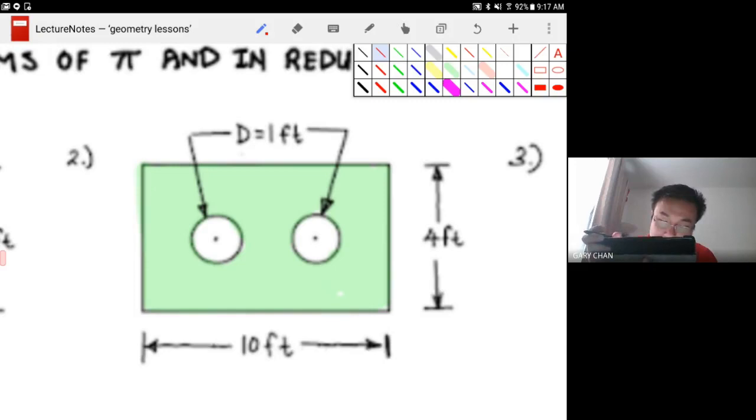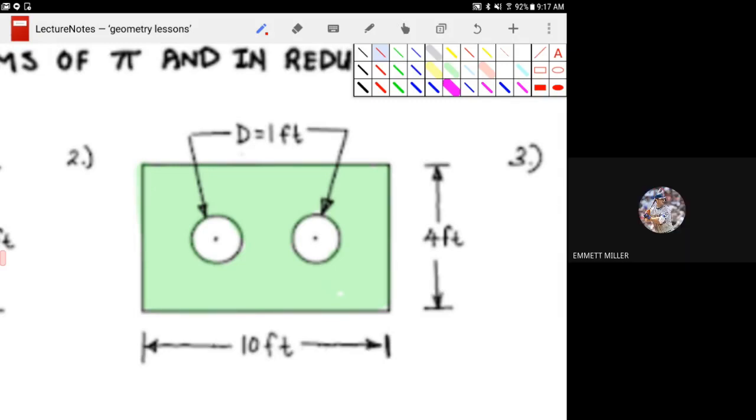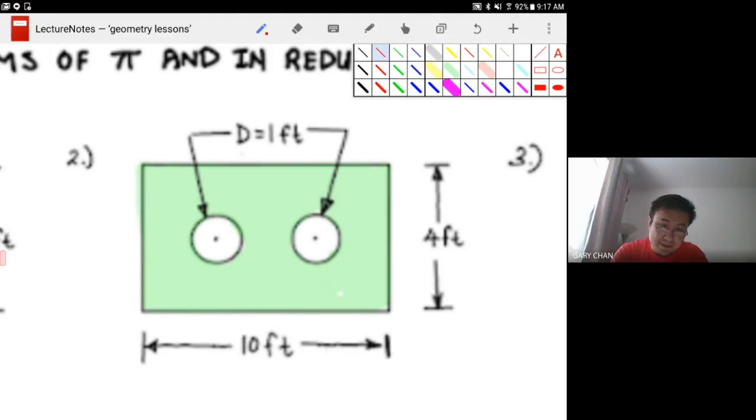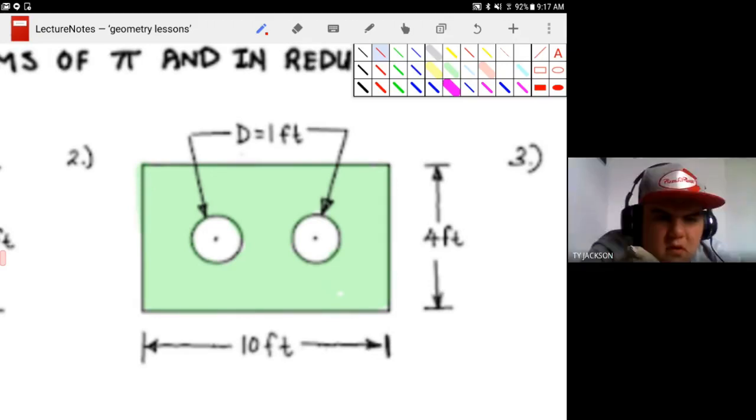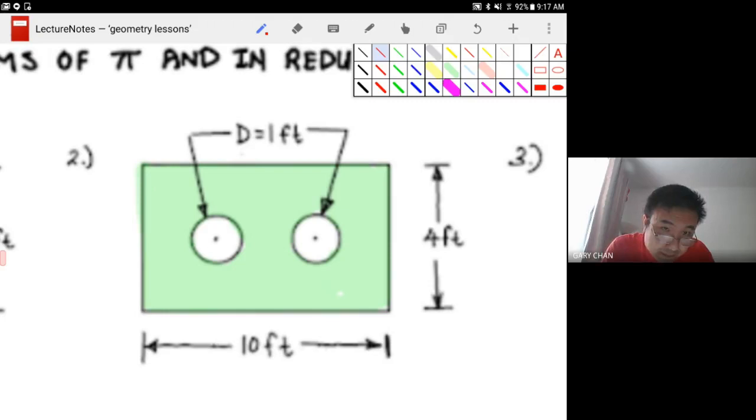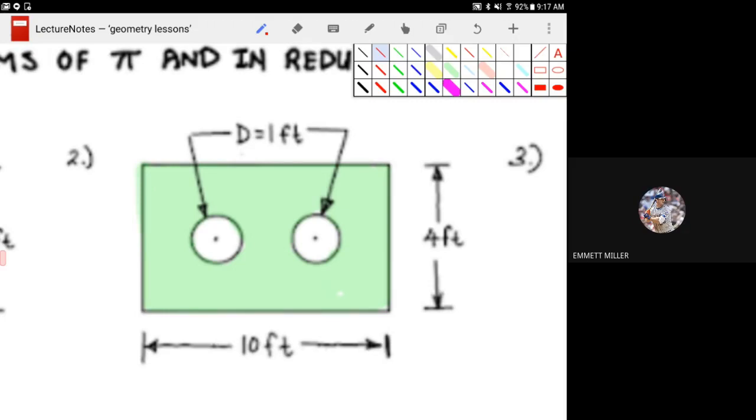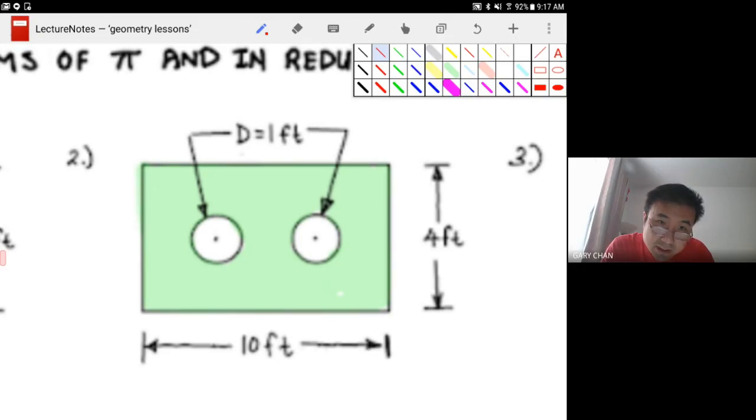We want to find the area of the shaded region. So we're going to adopt the same strategy as what Ty said. What do we do in this case? We just find the area of the circle and subtract it from the rectangle's area. That's all it is.